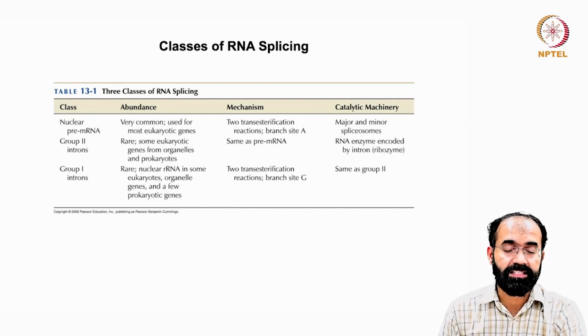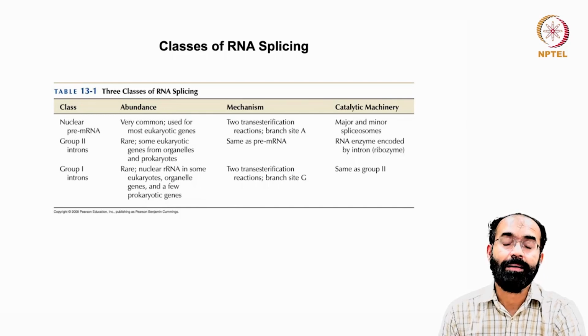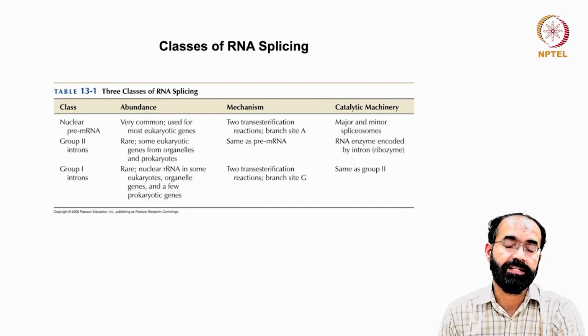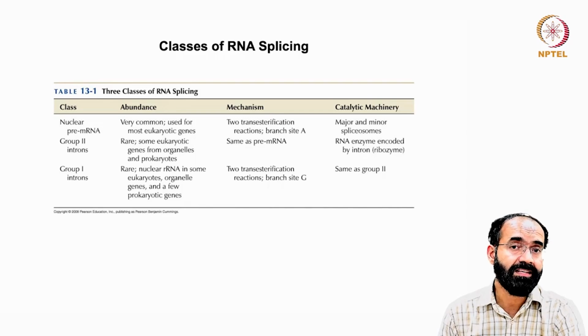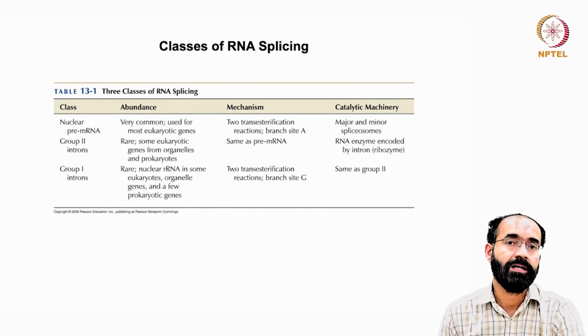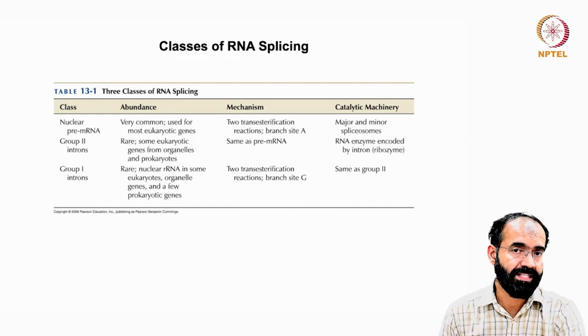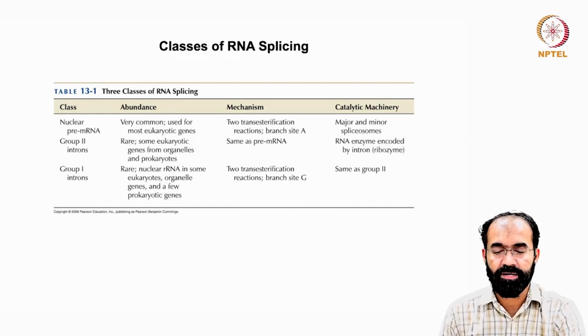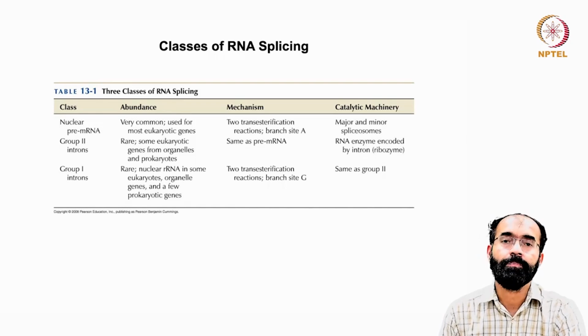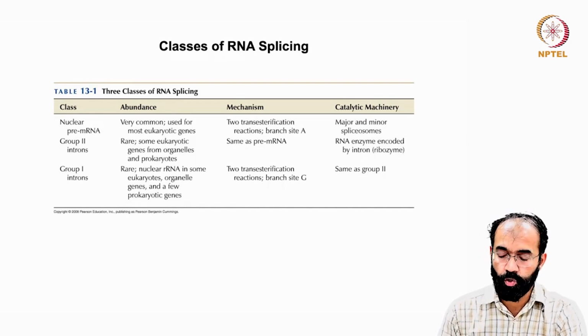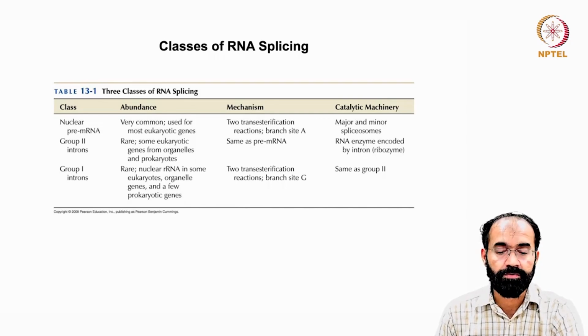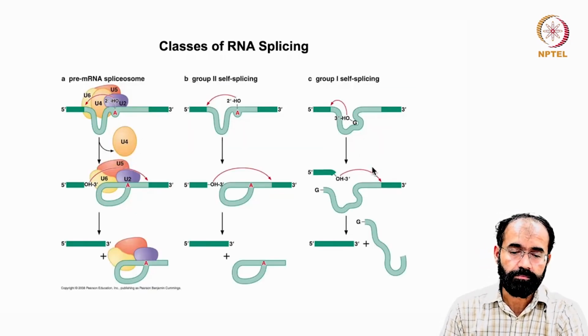And two transesterification reactions, and this happens at branch site G. This G is externally recruited. There is no endogenous A present in group 1 intron, so G is recruited because of the special pocket it has. We discussed this in detail in the previous class, and the outcome is the same as that of group 2. The machinery is the same as that of group 2 introns.